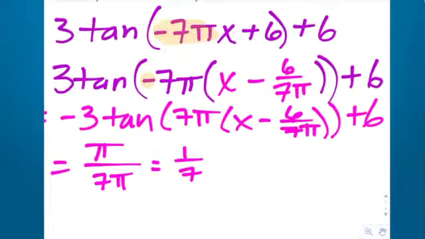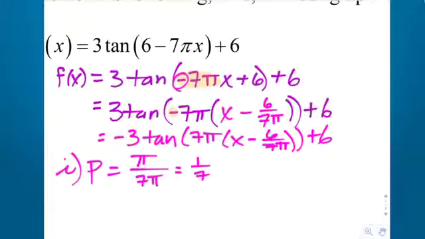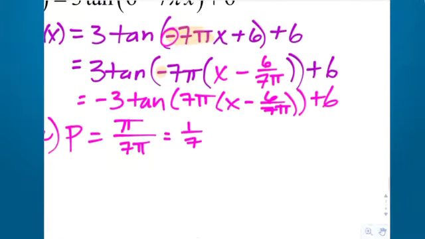No, and that's why it's important to put it into standard transformation form first before you take care of the b. If you got rid of this negative right here before you put it in standard transformation form, you would have the wrong value of 6. Okay? The negative has to be factored out from both. So that's why you put it in the standard transformation form first, then take care of the b.